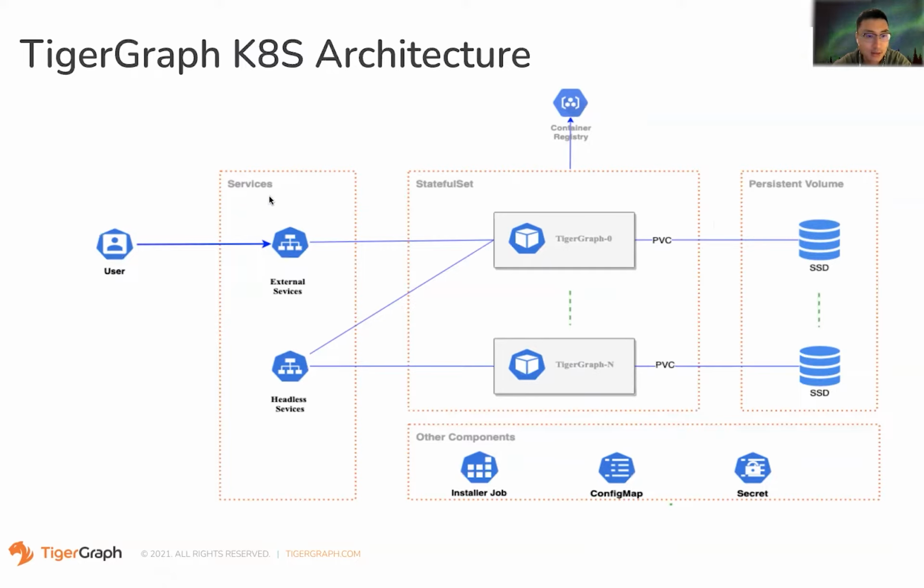On the left-hand side, you will see the TigerGraph services and APIs are exposed to external users through Kubernetes services. Kubernetes services provide a set of fixed domains for the external APIs, so users can access TigerGraph services through these fixed domains without needing to connect to the actual pods. Underneath, you will also see other components which we use to set up the cluster and manage the configurations and user secrets of the cluster.